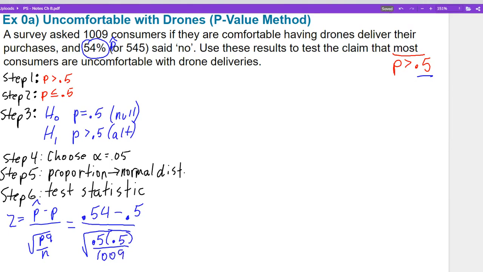So you type that in on your calculator, make sure you use parentheses appropriately. You're going to get about 2.54. And that's an important number because that's going to tell us something. All right, so essentially, as soon as we see this symbol right here, we know it's going to be right-tailed.